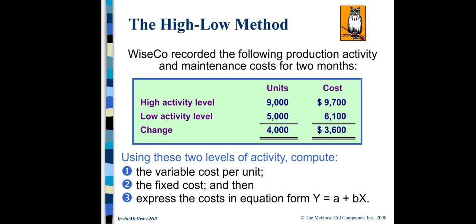Using these 2 levels of activity, we can first compute the variable cost per unit, the fixed cost, and then express the cost in an equation of the form y equals a plus bx. Nah, jadi dari data ini, kita bisa menghitung variable costnya berapa per unit, berapa total fixed costnya, dan kita masukkan ke rumus yang tadi ya.